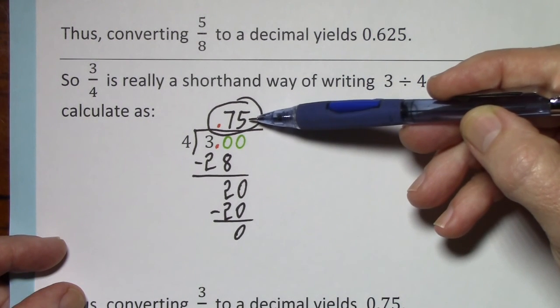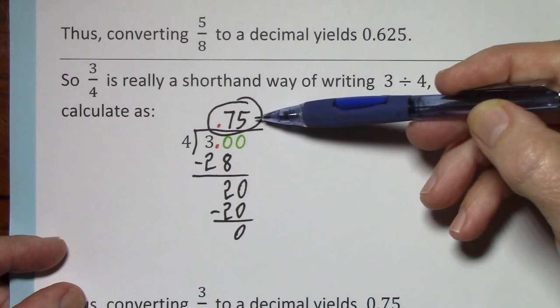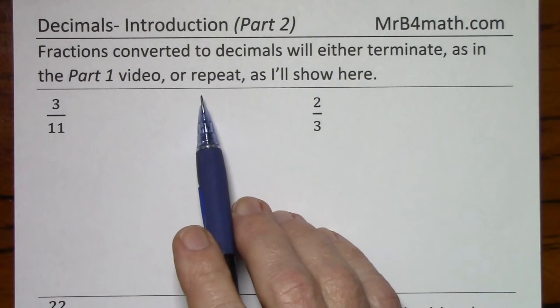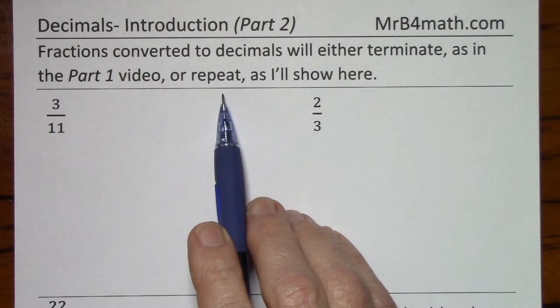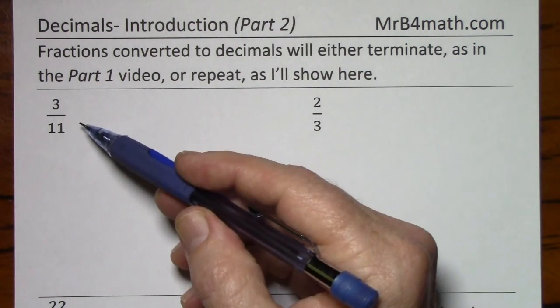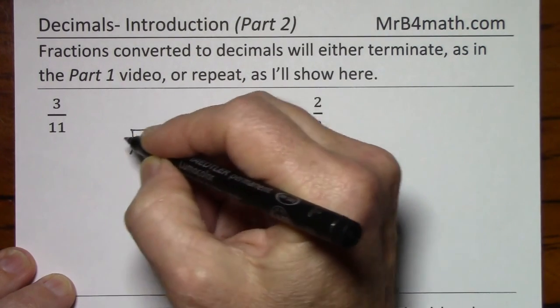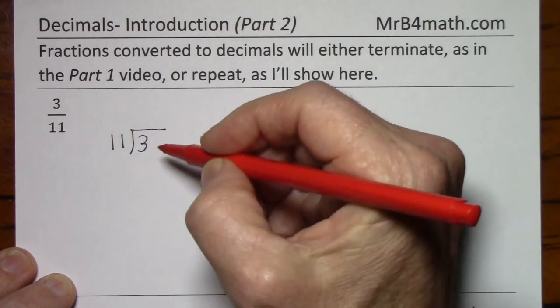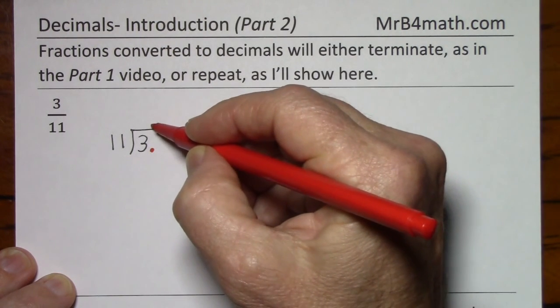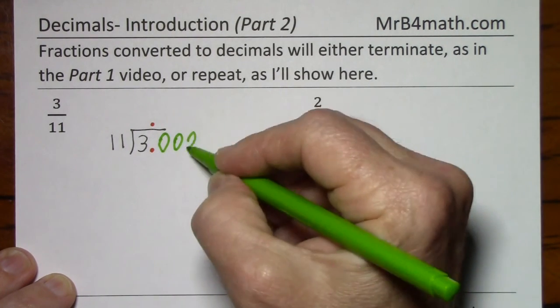You finished with a 5. The remainder was 0, so you don't have to go any further. With this video, I'll show the other possibility. That is, a repeating pattern is established. Starting with 3/11. This is 3 divided by 11. Obviously it doesn't fit. Put in the decimal, tell the world, and give yourself some zeros.